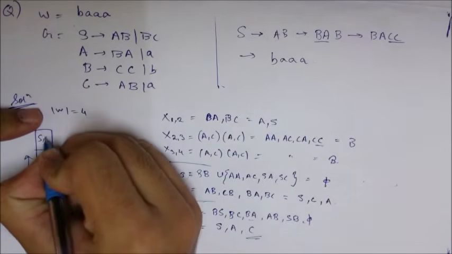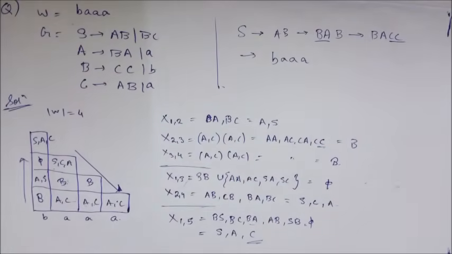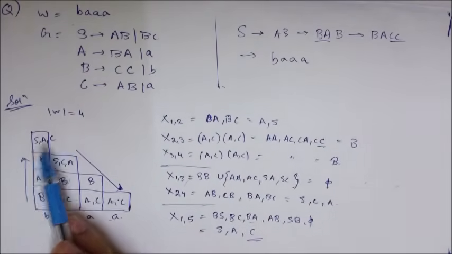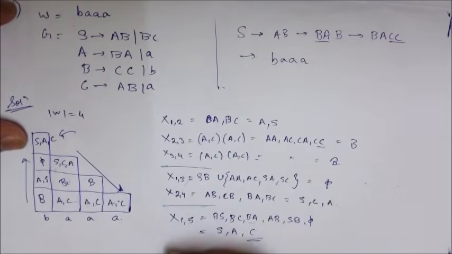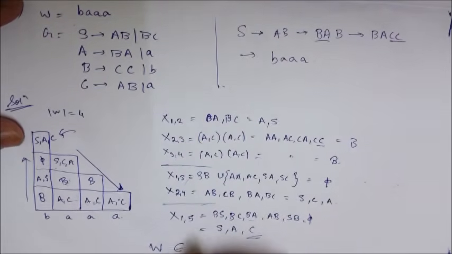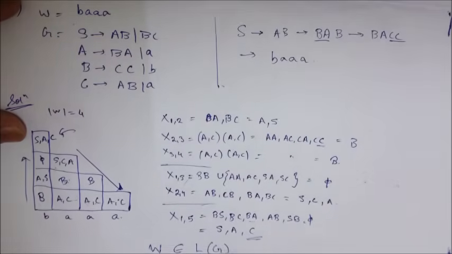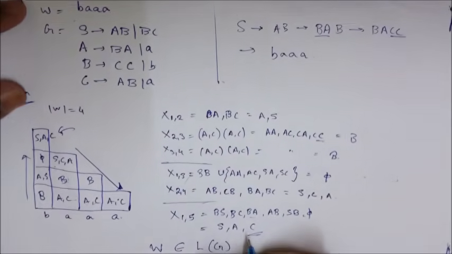So in this example we did get S, which is the start symbol in the topmost cell of the table. So we can conclude that W belongs to L of G, where G is the given grammar.